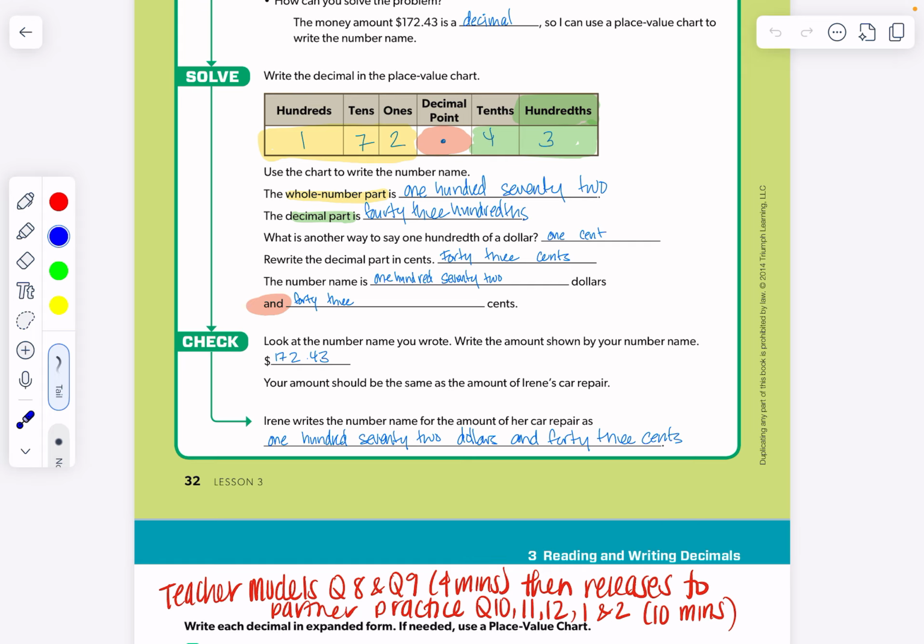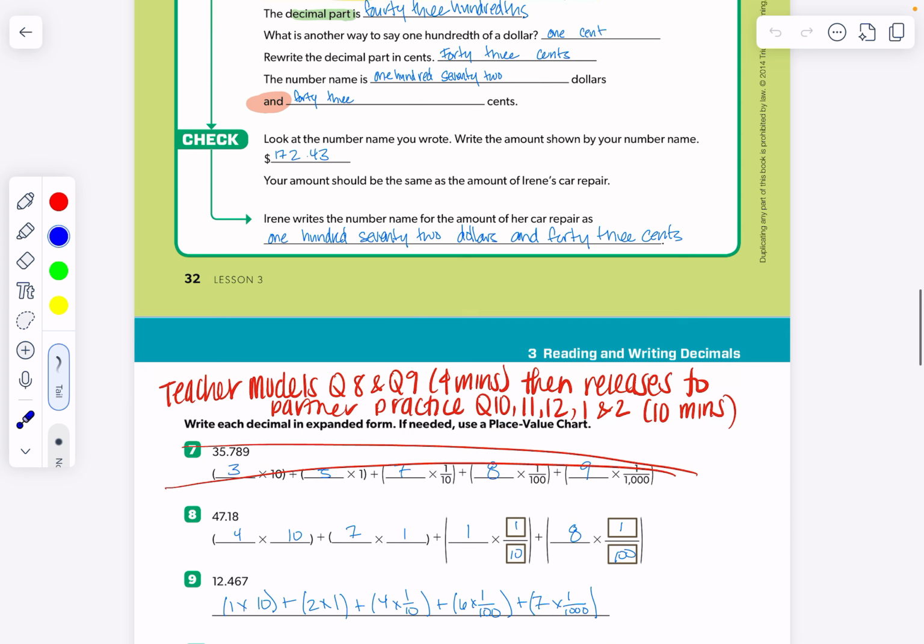Then it tells you to look at the number name you wrote, write the amount shown by your number name. Your amount should be the same as the amount of Irene's car repair. Irene writes the number name for the amount of her car repair as this. So they just want students to rewrite it as a whole.